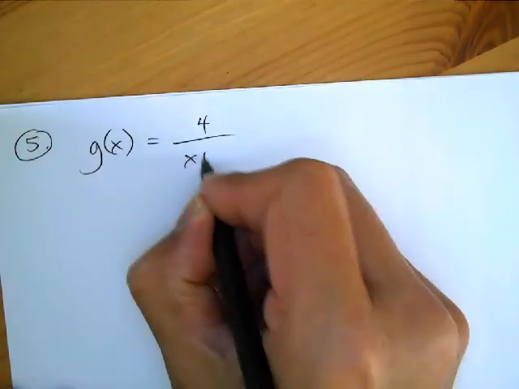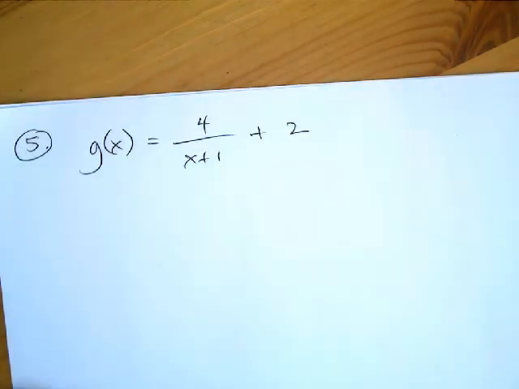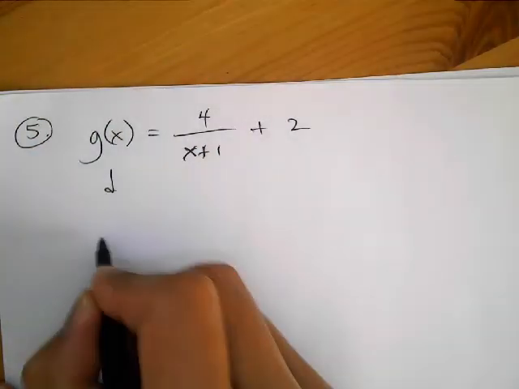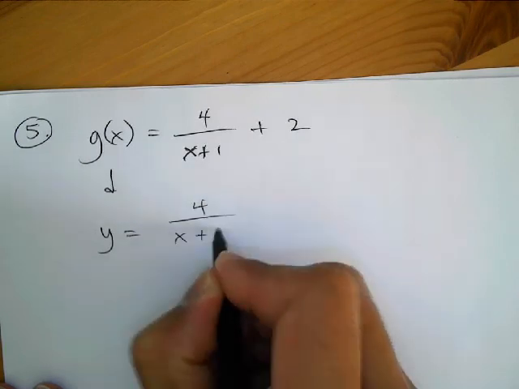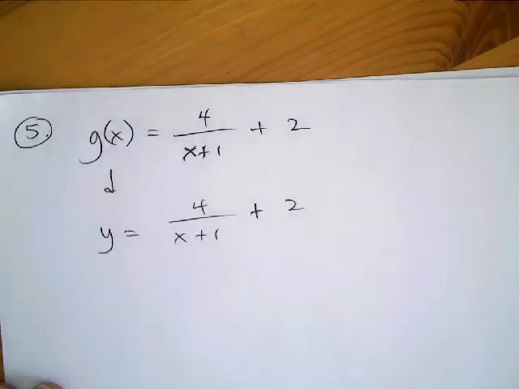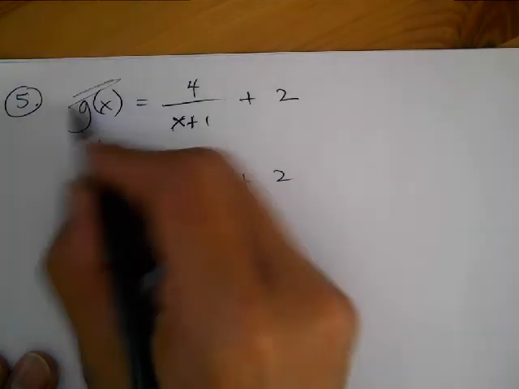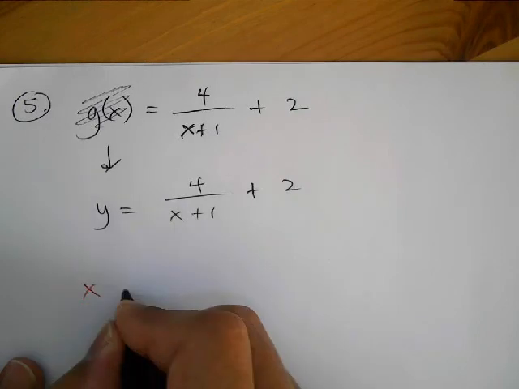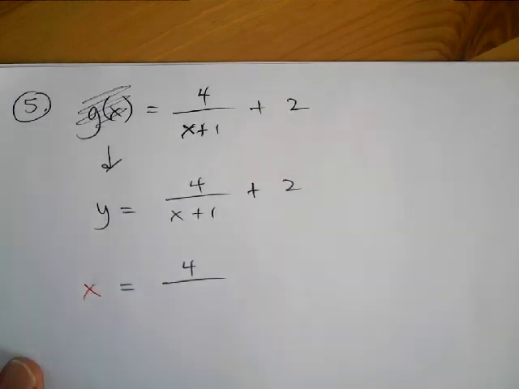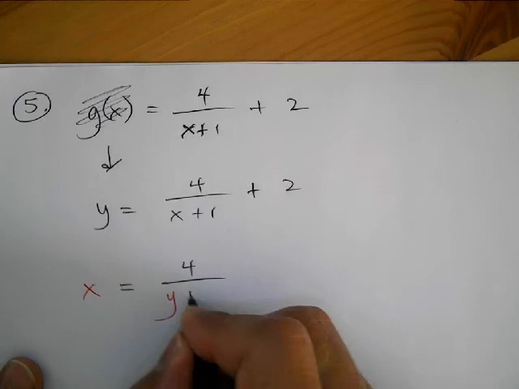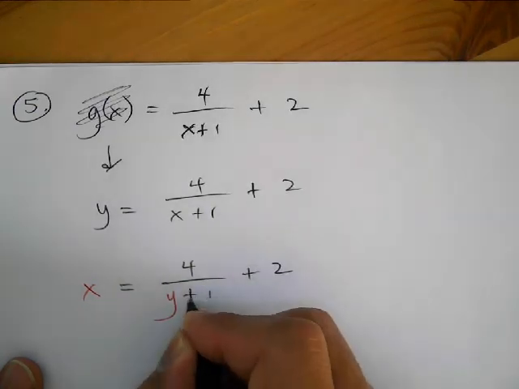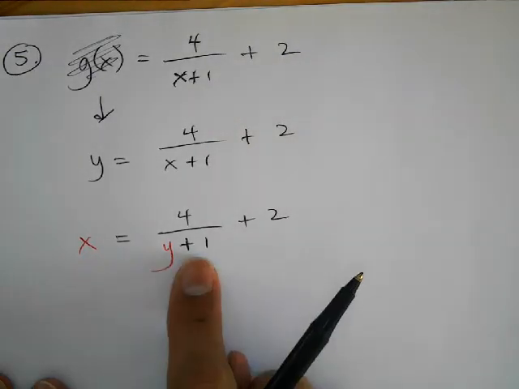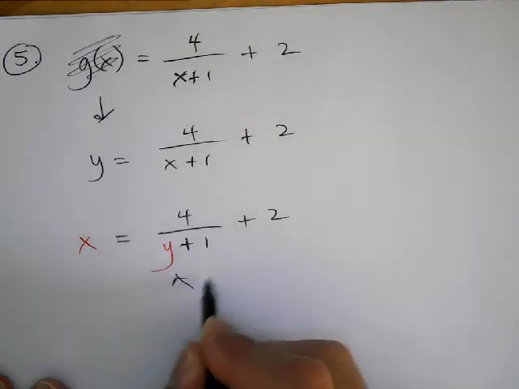G of x is equal to 4 over x plus 1, plus 2. Ooh, what? Change that to a y. Right, always this one, no matter what it is, change it to a y. And then interchange the x with the y. x is equal to 4 over y plus 1, plus 2. And now you've got to solve for what? For y.